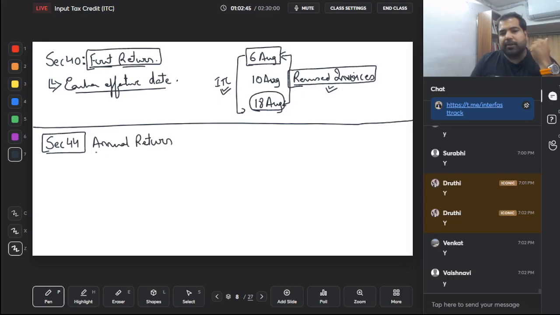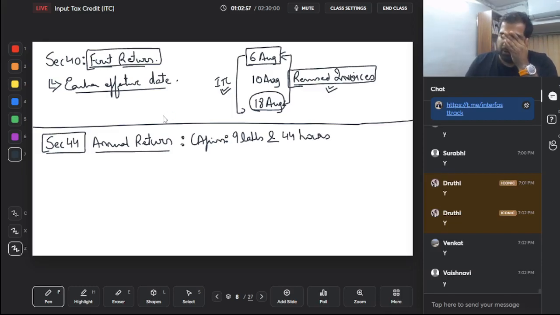How will you file it? You will go to a CA firm. The CA firm will charge you 9 lakh rupees for it, because it takes 44 hours for their entire team to file the return. No, guys, this is just a shortcut. Section 44 and the number is GSTR 9.